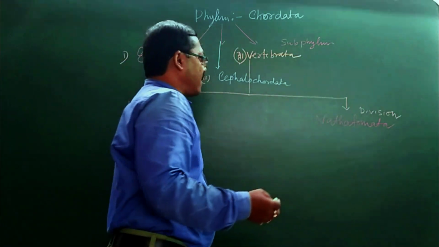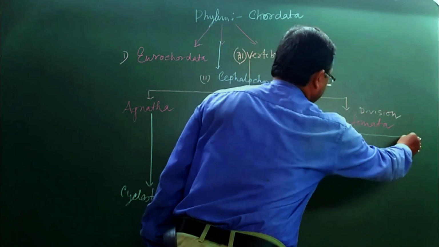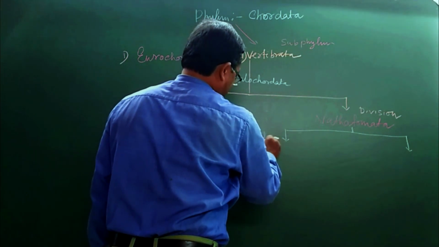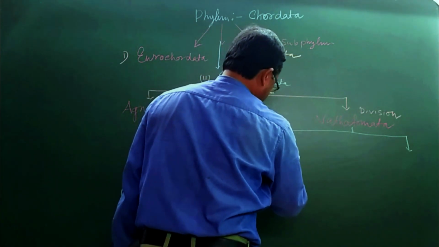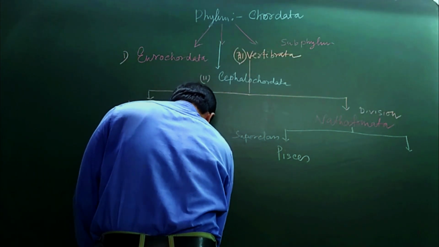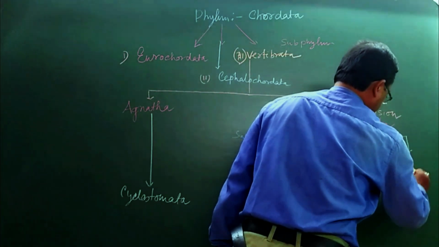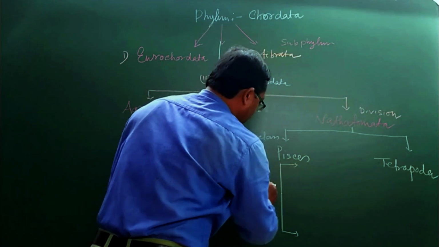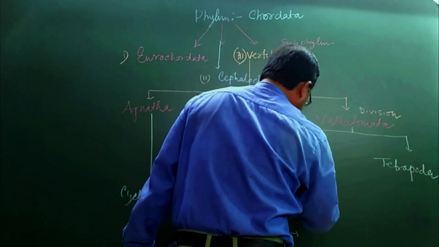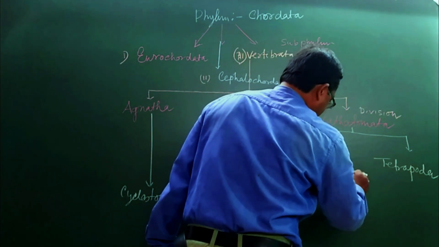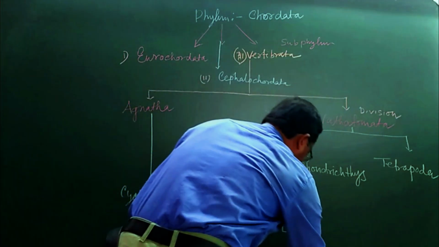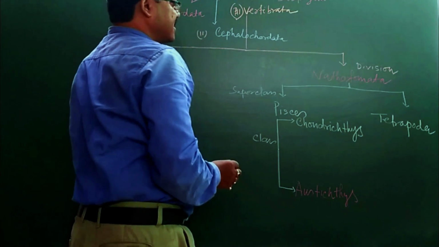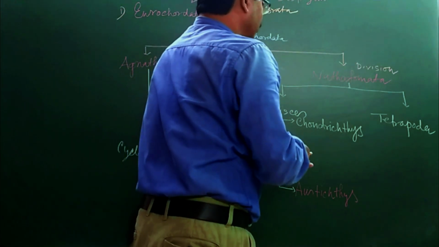And the gnathostomata division is divided into two superclasses, called Pisces and Tetrapoda. The Pisces superclass includes two classes: Chondrichthyes and Osteichthyes. In the same way, the Tetrapoda superclass is divided into four classes.